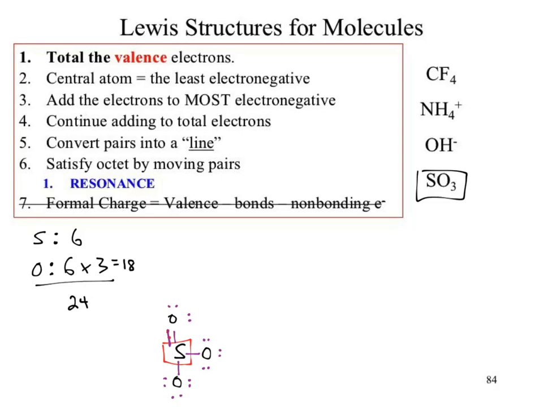Now let's take a look at the sulfur. 2, 3, 4, 5, 6, 7, 8. Does the sulfur have its octet? Yeah. Every atom has an octet. That's a valid structure. Good job.